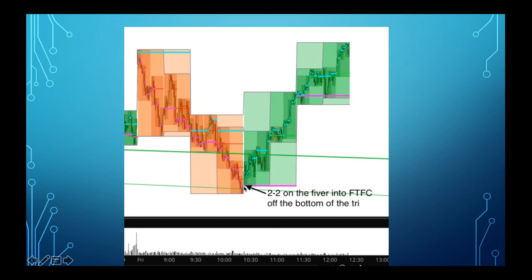Why? Because right here is a flip. And when that flip happens, there is no highest and lowest open. There is only one open right now, which is this. Price moving above this, full time frame continuity to the upside. Price moving below this, full time frame continuity to the downside, confirming the previous move. So this is a change in control on the flip that happened as a 2-2 on the fivers cascaded into a 2-2 on the 15ers, 2-1-2 on the 30s that became the 2-2 on the hour.